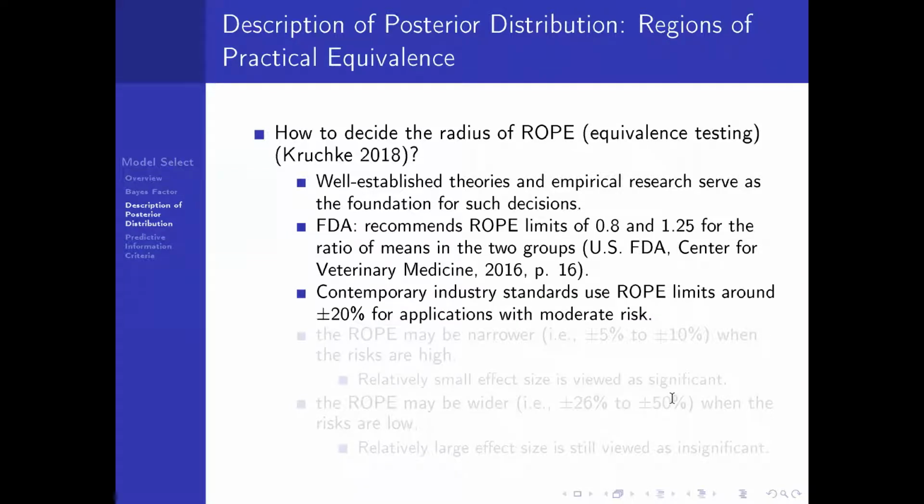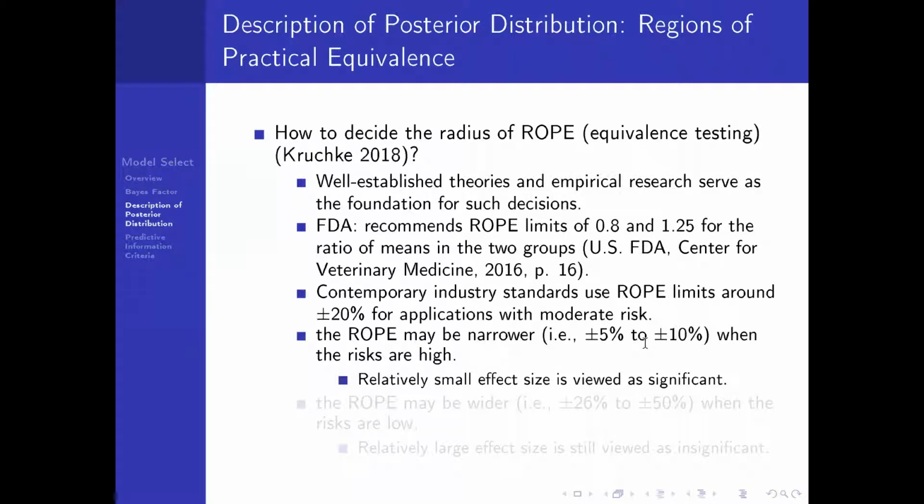And contemporary industry standards use ROPE limits around plus minus 20% for applications with moderate risk. The ROPE may be narrow, like plus minus 5% to 10%, when the risks are high. It is when a relatively small effect size is viewed as significant. So we have to shrink the ROPE for the known value.